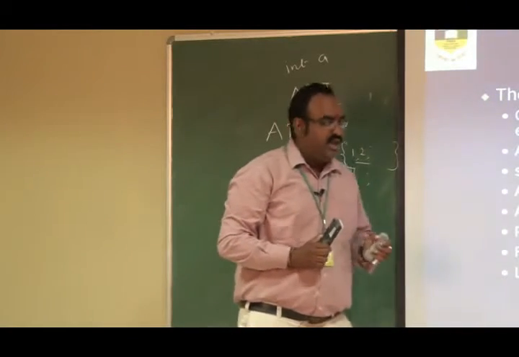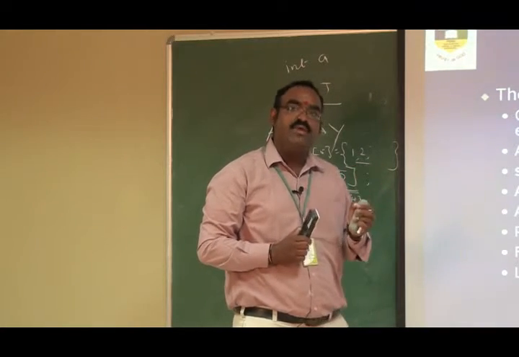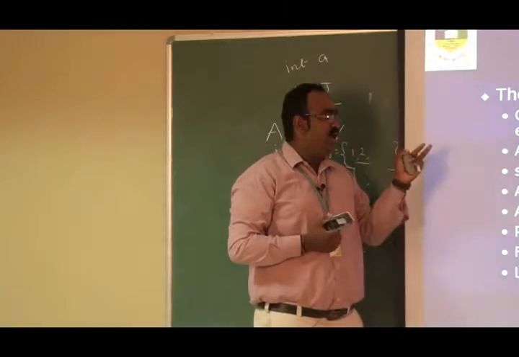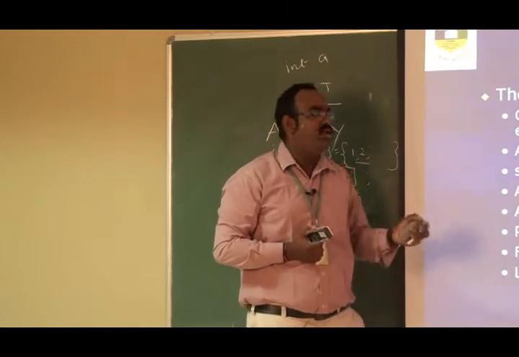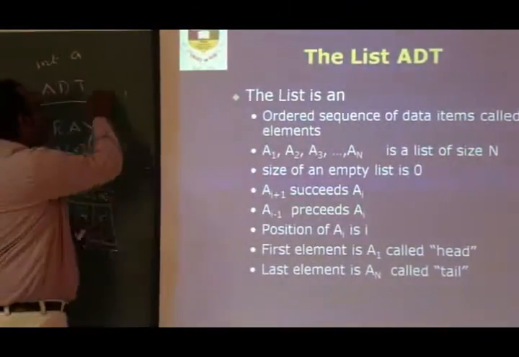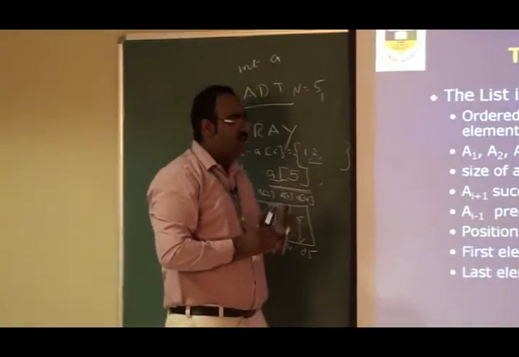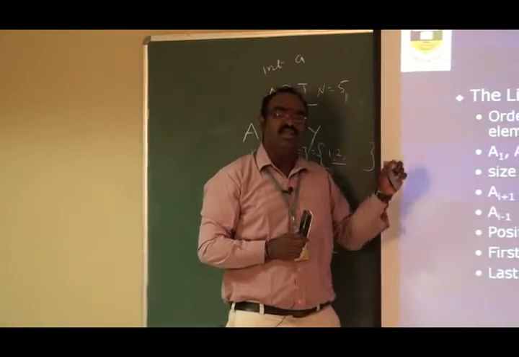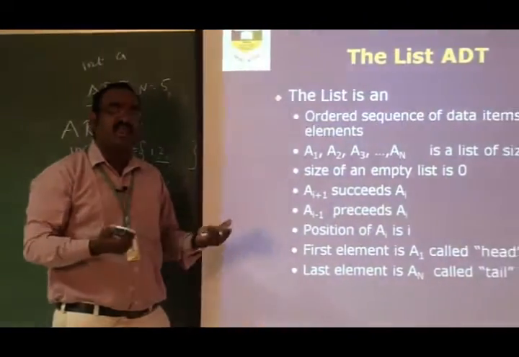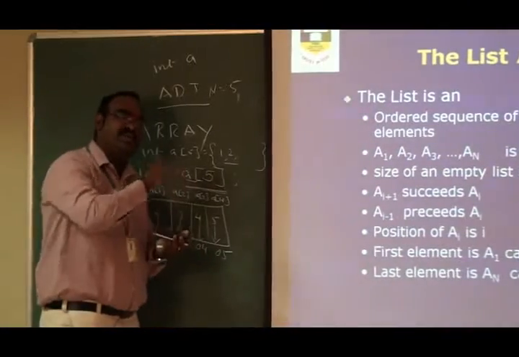A list is ordered data items. An ordered sequence of elements is to be stored in the list. We can call it A1, A2, A3, ..., AN, a list of size n. So the size of the list is n, where n is a number. Here we can use 5, so 5 is the size of the list. The first element is A1, then A2, then A3. The size of an empty list is 0; it's null, or nil. You cannot store any data in an empty list.